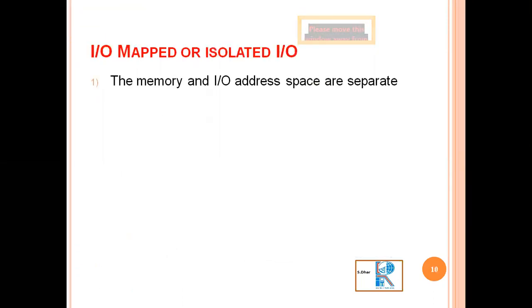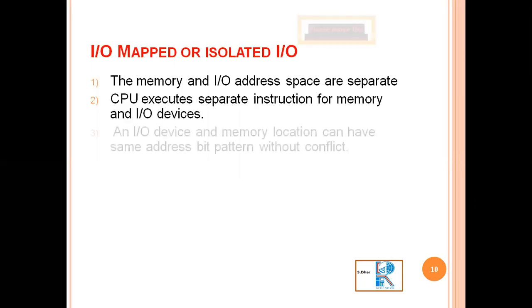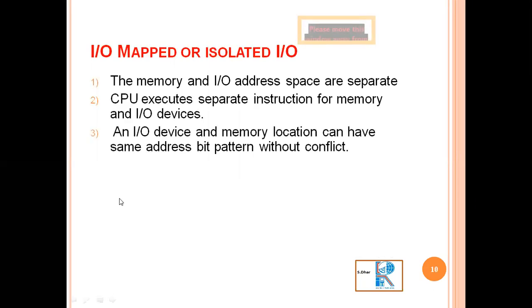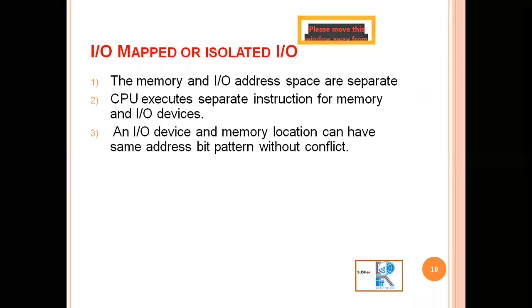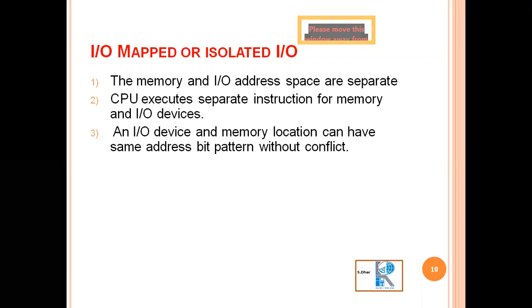Now, there is another technique called IO mapped IO, or isolated IO. Clear? In IO mapped IO, the memory and IO address spaces are separate. The same main memory is not shared between the IO and the memory devices. So obviously the CPU executes separate instructions for memory and IO devices, because with the same instruction it would not understand whether it is accessing memory or the IO devices. Clear?